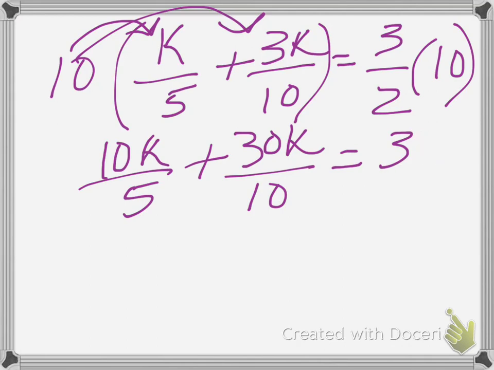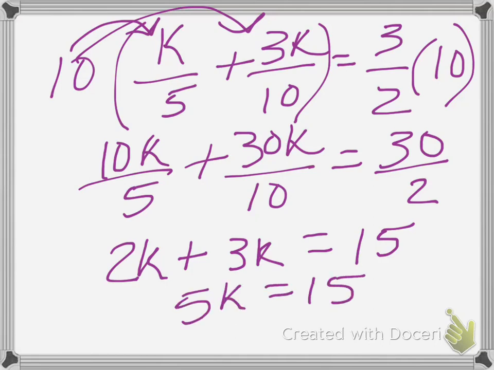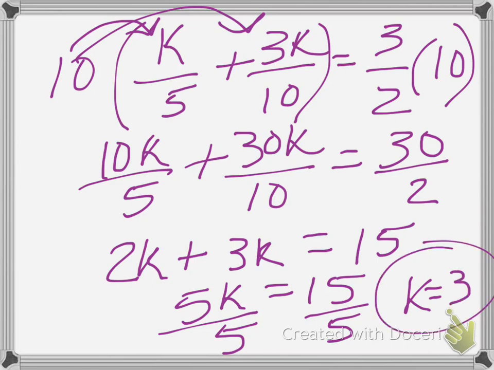Okay, I'm just going to make this look a little more clear. Now in this case you're going to simplify this. 10 divided by 5 is 2, which is 2k, plus 30 divided by 10 is 3, and you bring down your k, equals 30 divided by 2, which is 15. Then you're going to combine like terms, and this will give you 5k equals 15. Now you have to divide both sides by 5, and k will be 3.